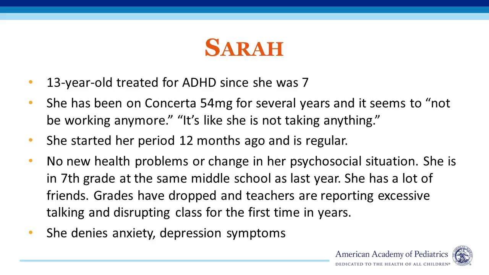So let's look at another case, this time a 13-year-old, Sarah, who was treated for ADHD since she was 7, had been on Concerta 54 for several years when she presents saying it's not working anymore, like she's not taking anything. She had started her period about a year ago and is regular at this point. She has no new health problems. There's no change in her psychosocial history. And she's in the same middle school that she went to in 6th grade. She has good friends. Her grades have dropped, and teachers are reporting excessive talking and being a little more disruptive this year for the first time in several years. And she denies being anxious or depressed.